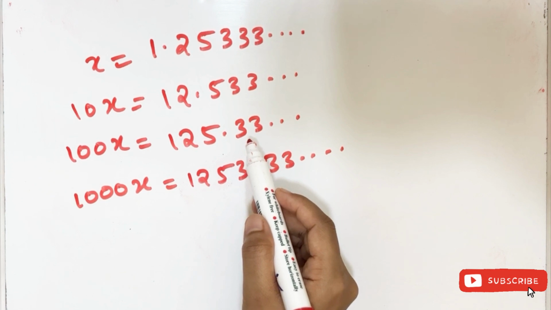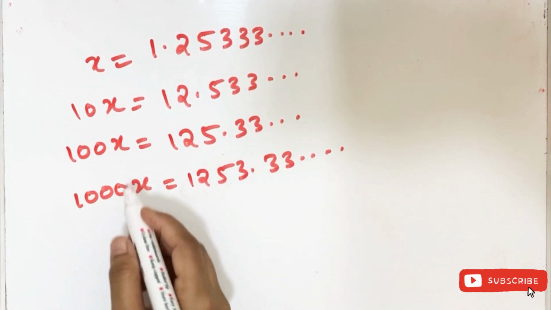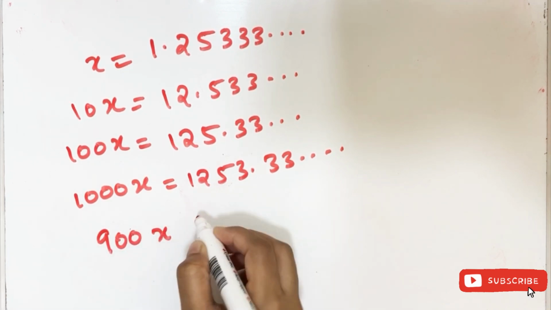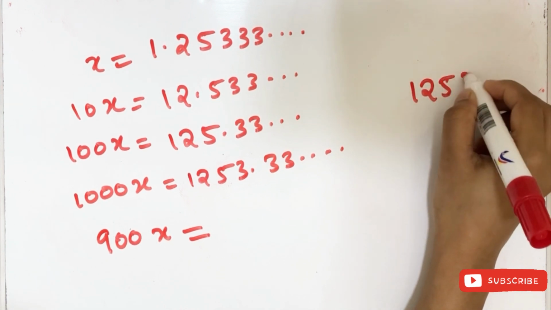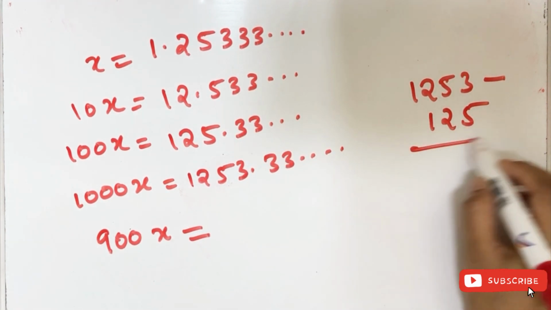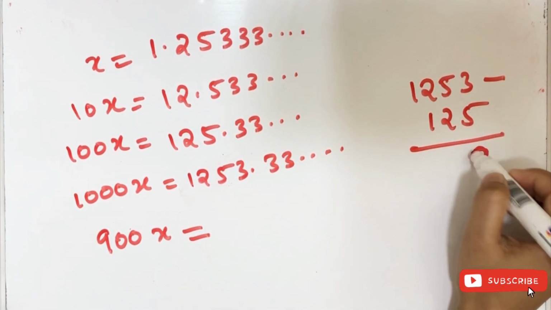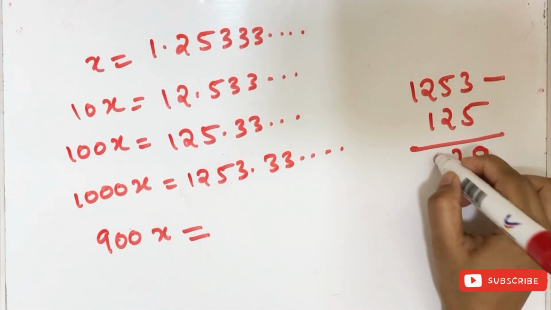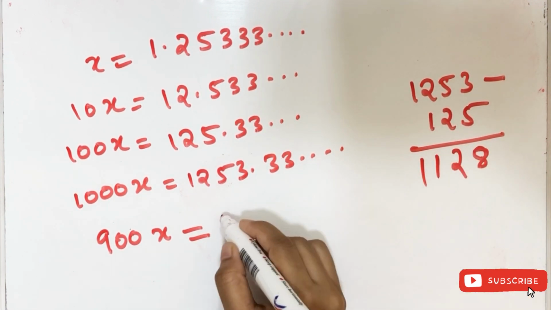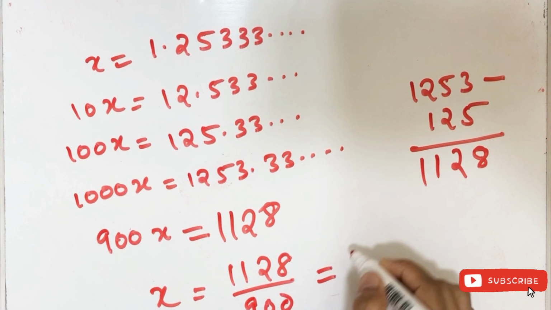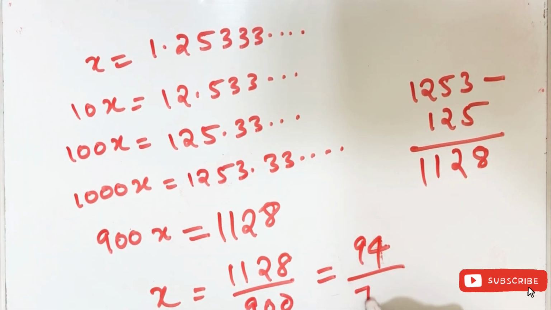So subtract this. That is 1000x minus 100x. That is 900x is equal to 1253 minus 125. Here after the decimal, all the digits will cancel. 13 minus 5 is 8. 4 minus 2 is 2. 2 minus 1, 1. 1 minus 0, 1. That is 1128. So x is 1128 divided by 900. And in its simplest form, 94 by 75.